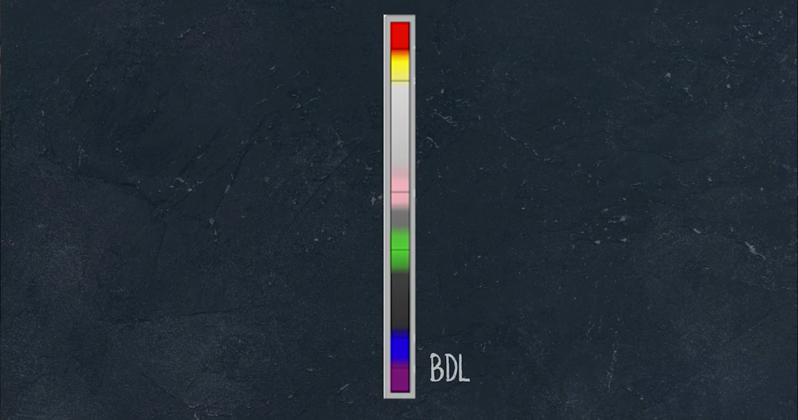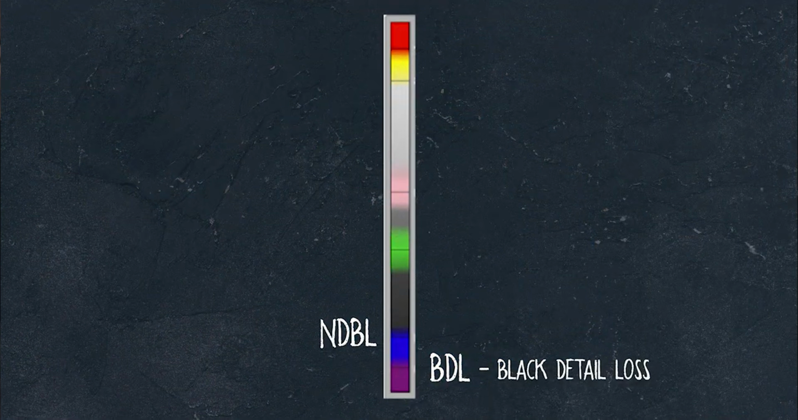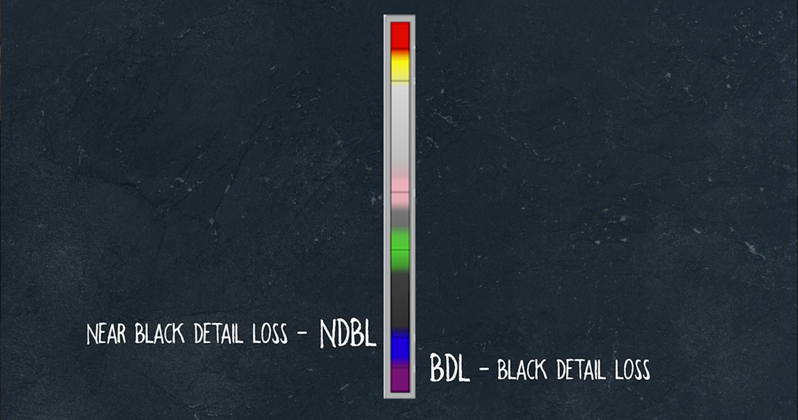And let's go through real quick and explain. BDL, which is everything in purple, means you have black detail loss, meaning you have absolutely no details at all in the purple parts of your exposure, and you will not be able to recover it in post. NBDL is near black detail loss and is everything lit up blue or dark gray.